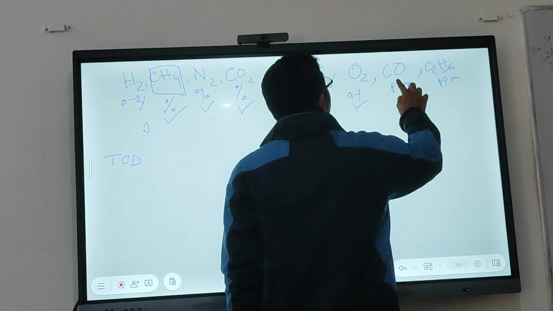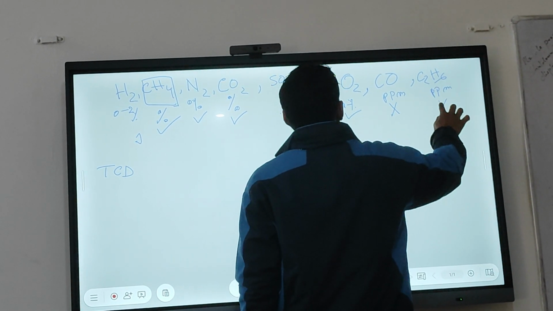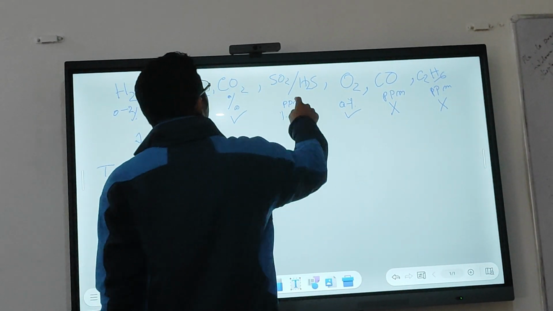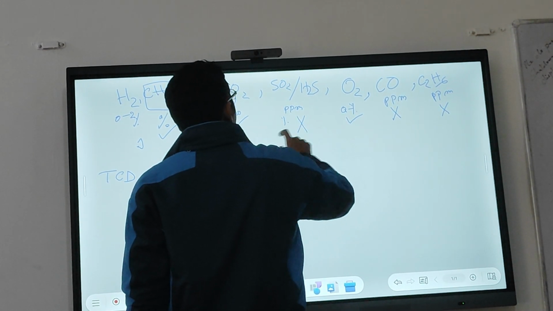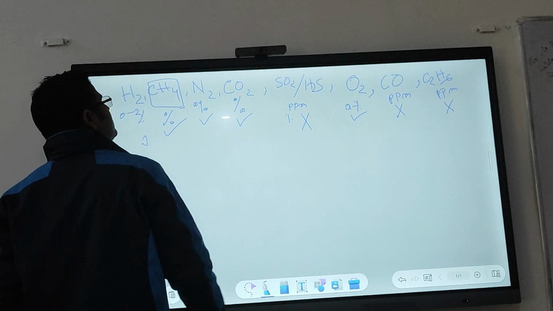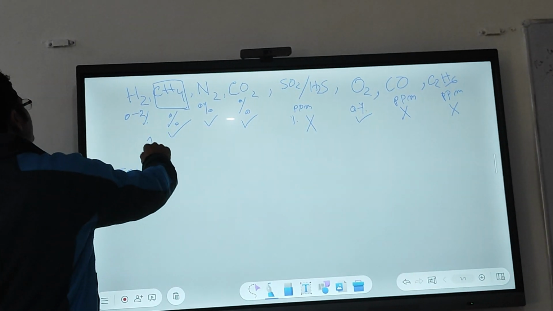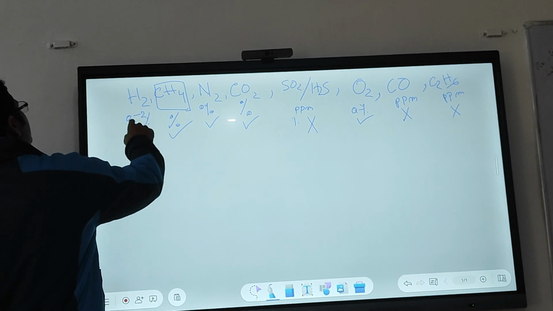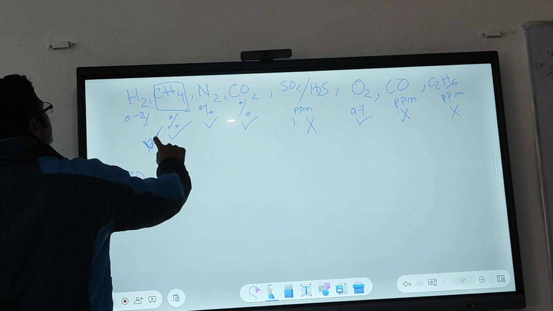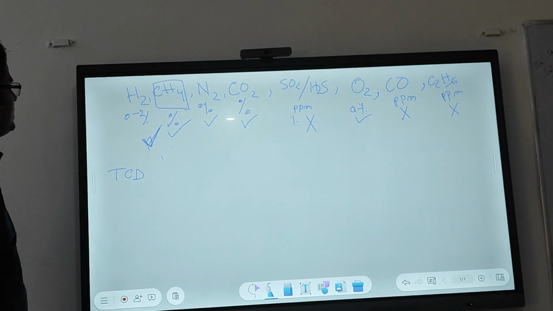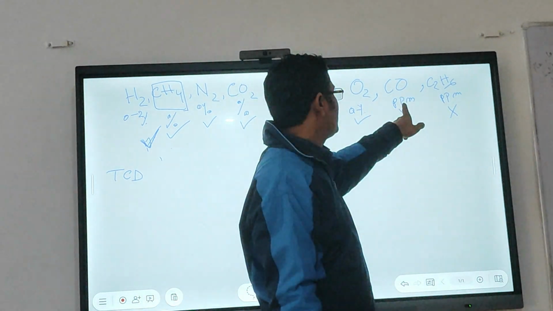ppm level is not okay for TCD. Not okay for TCD. H2S has very low sensitivity in TCD. If I consider ppm level, that can be detected. But if you consider percentage level, then it is okay for TCD. So the challenge is here. This one, this one, this one.